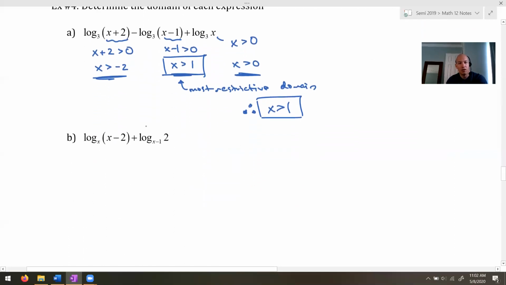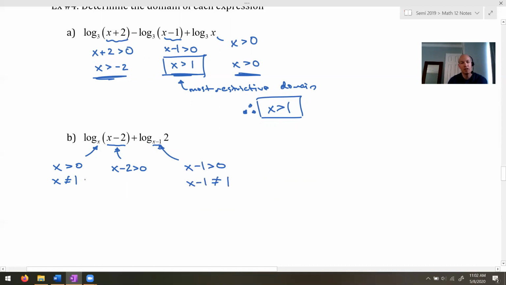Okay, this one here. So now we've got x in the base position and we've got it in the argument position. So we've got a few things to do here. For this one, log base x, remember the base must be bigger than 0, and the base also cannot equal 1. Here, just the argument is bigger than 0. And here, the base is bigger than 0, and the base cannot equal 1.